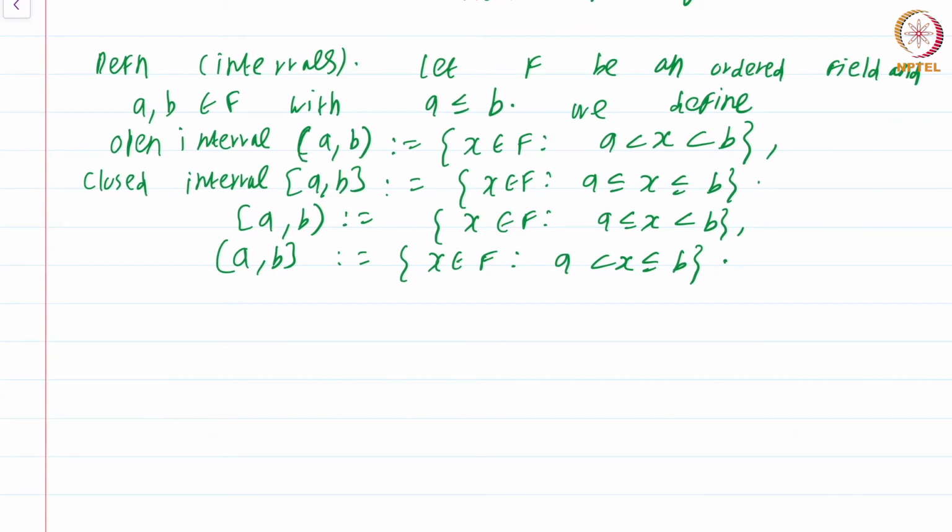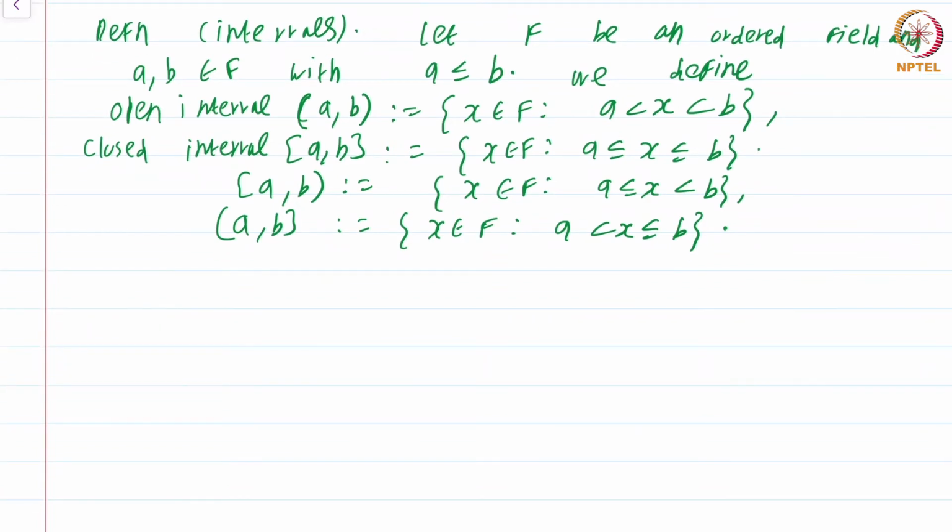Let me just make this remark: don't get confused with the ordered pair (a, b) and the open interval (a, b). Both have exactly the same notation, and not a single instance in your mathematical life should you ever get confused which is which. So now that we have defined what these intervals are, we can state the nested intervals theorem.